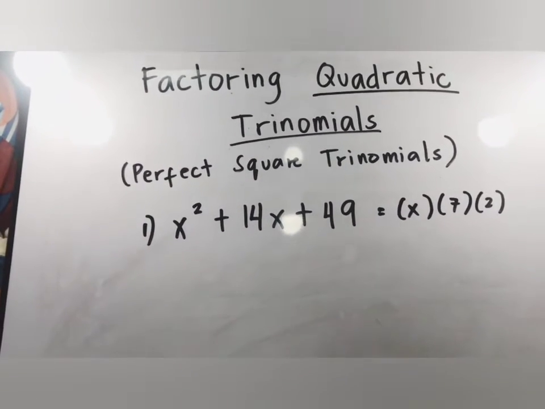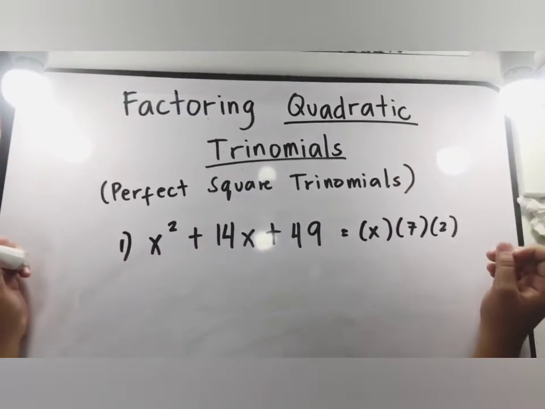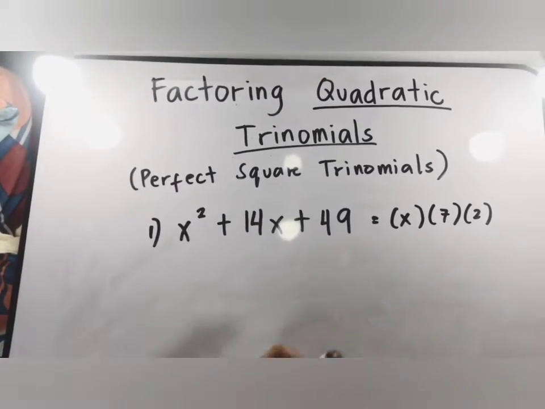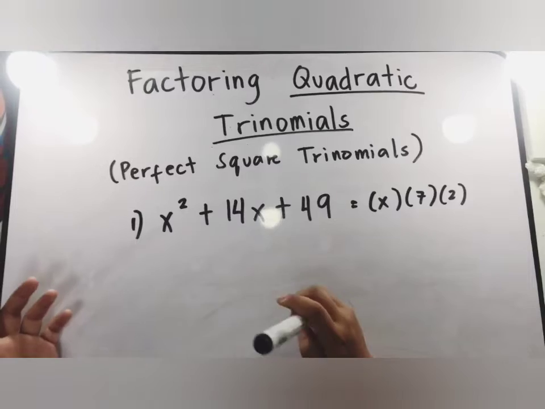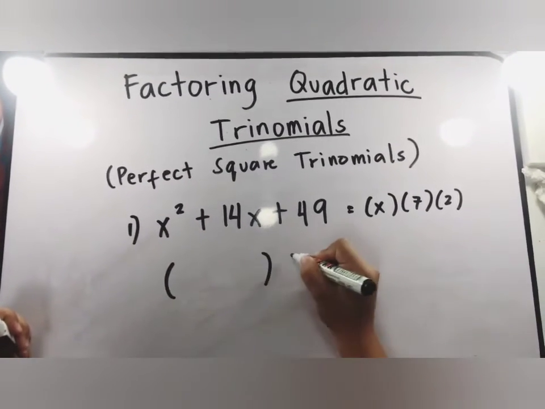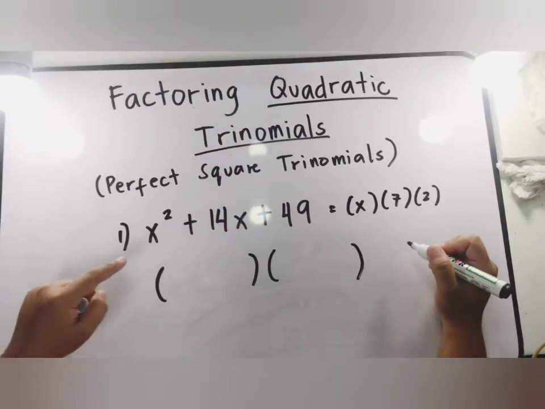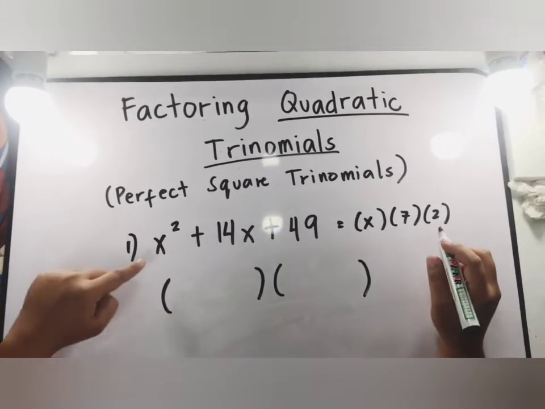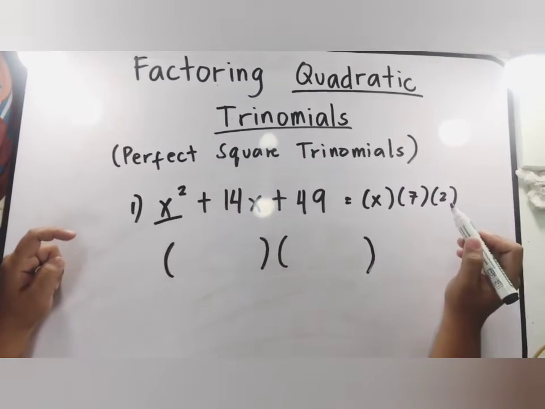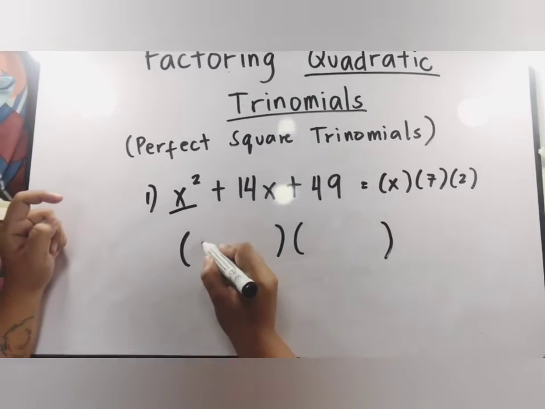Now, a while ago I said that the factors of a perfect square trinomial are simply two identical binomials. Ibig sabihin, parehong-parehong binomial sila. Or it is the square of a binomial. So now, how are we going to get the two identical binomials? First, get the square root of the first term. So what is the square root of x squared? Divide the exponent by 2. So that is x.